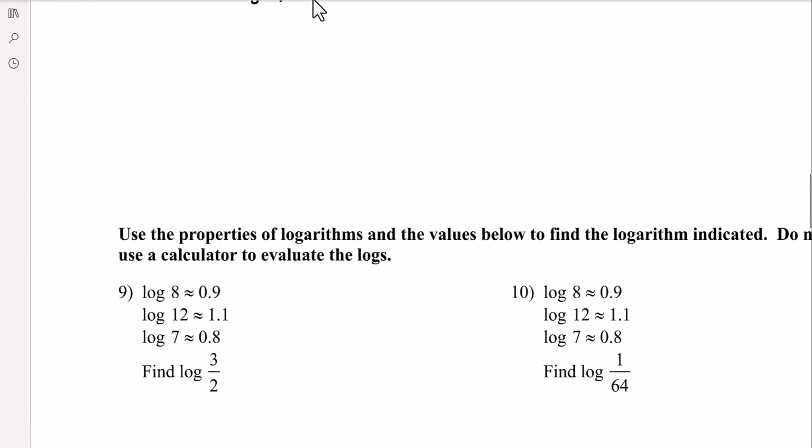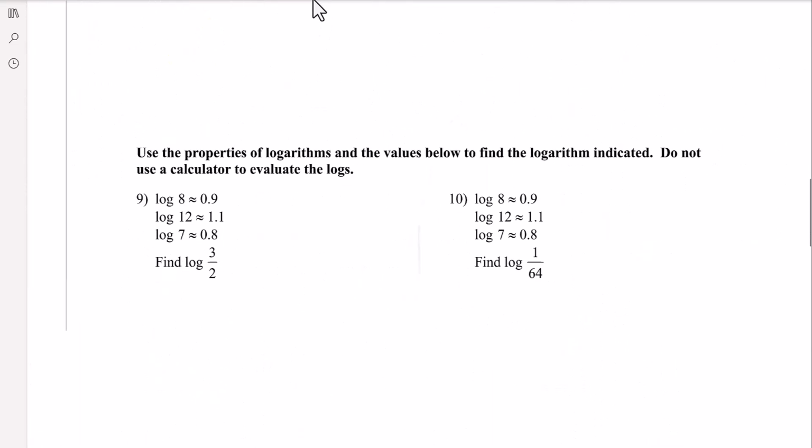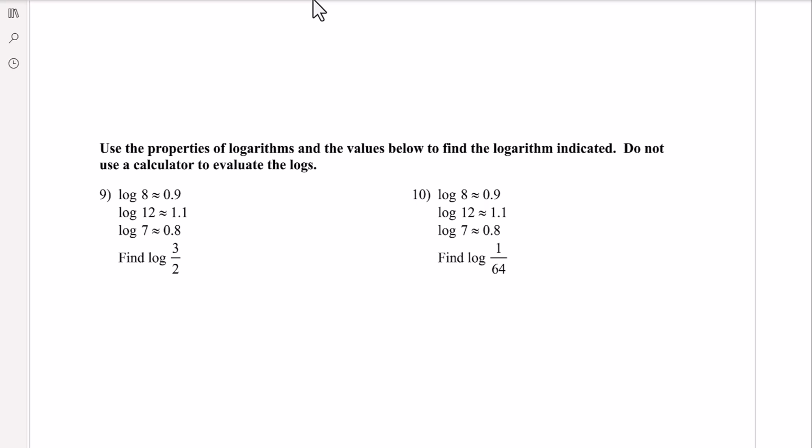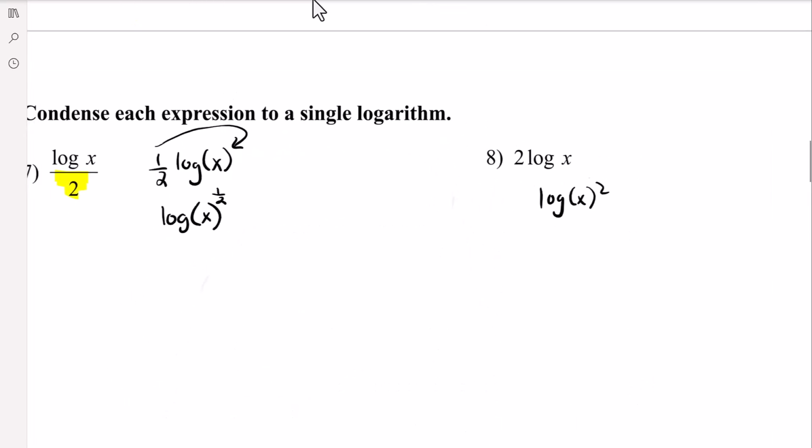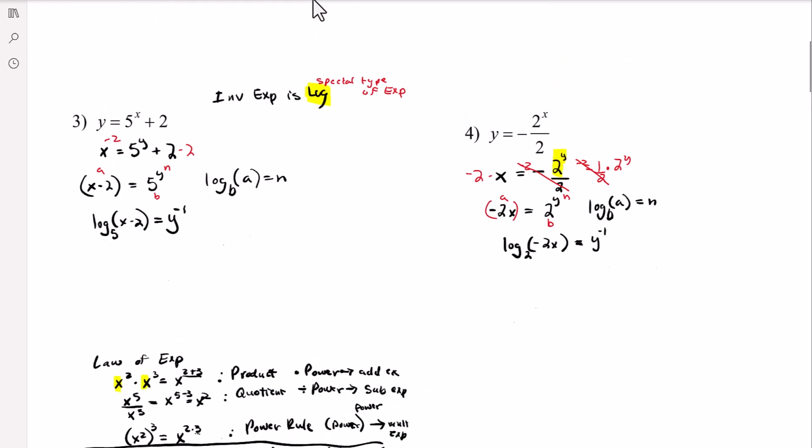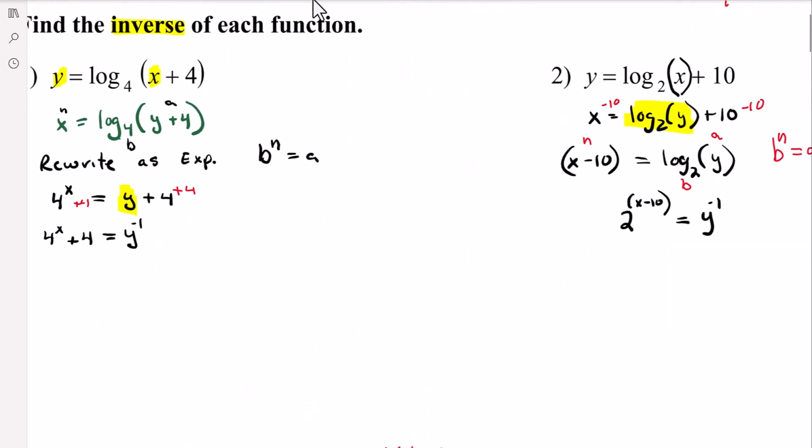All right. I'm going to do a new video on this, so there's going to be a couple videos today. So this video right here is on the properties of logarithms and inverses.